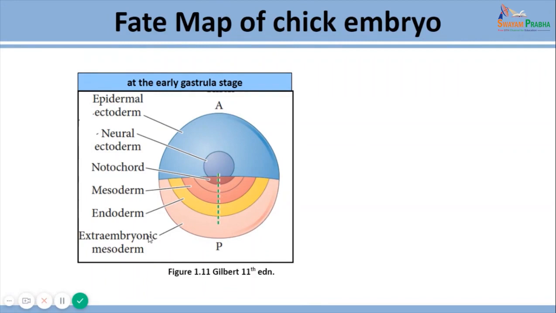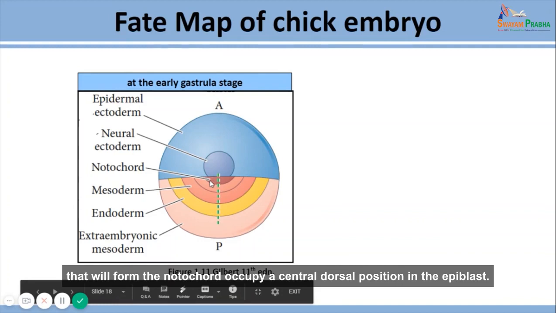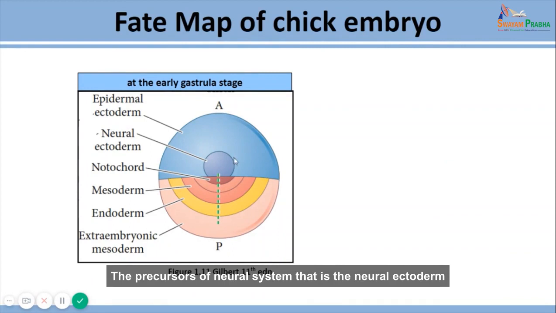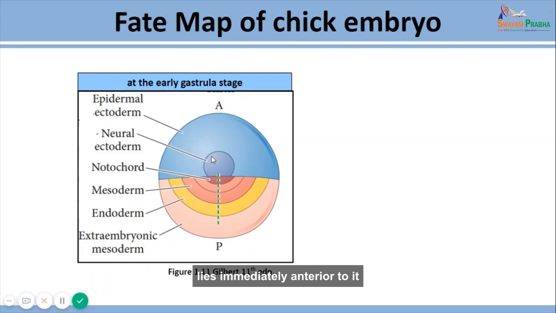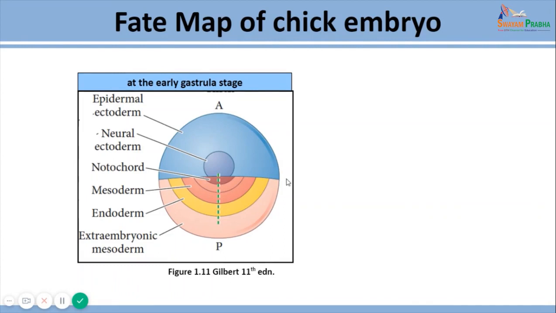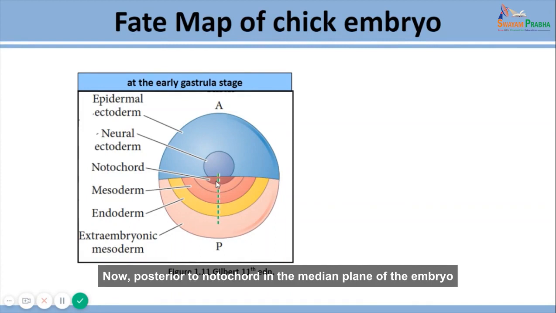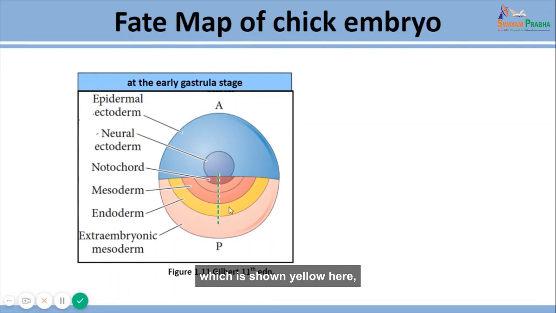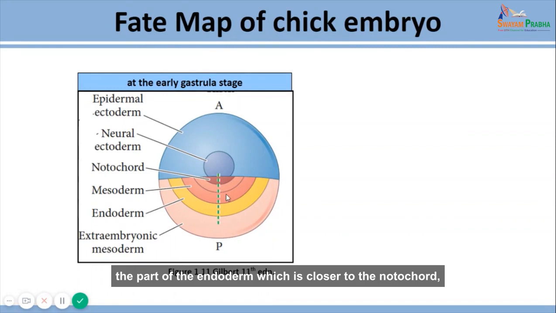Now here, as we see, the cells that will form the notochord occupy a central dorsal position in the epiblast. The precursors of neural system, that is the neural ectoderm, lie immediately anterior to it, which is further followed by epidermal ectoderm, which will form the epidermis of the skin on the outermost periphery at the anteriormost end. Now, posterior to notochord, in the median plane of the embryo, lies the presumptive endoderm, which is shown yellow here. The part of the endoderm which is closer to the notochord forms the embryo proper and gives rise to the gut region of the embryo.